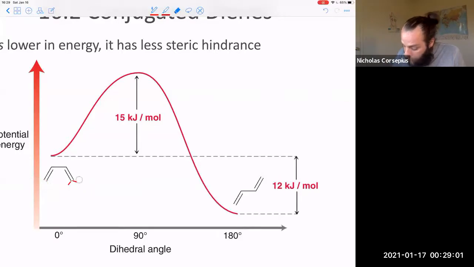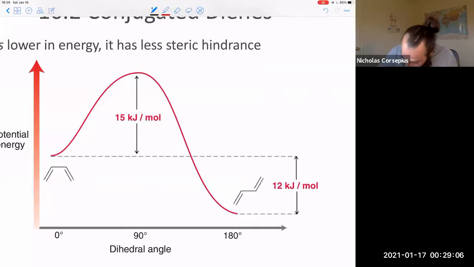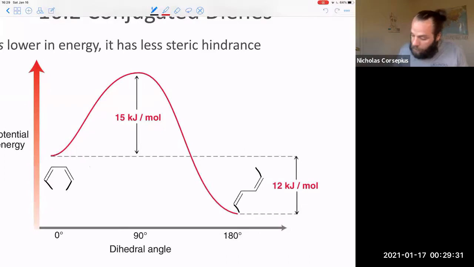This would be way, way worse if, for example, instead of just talking about butadiene, we were talking about something that had big bulky methyl groups or something like that. That would increase the gap quite a bit in the difference between these two conformations. Okay, so steric clashing is what leads to the S-cis being higher in energy. We're going to see that this S-cis is really important though, so don't just dismiss it.